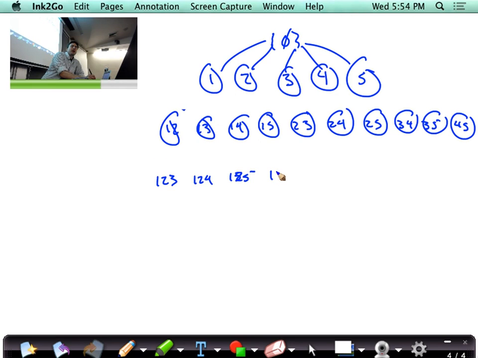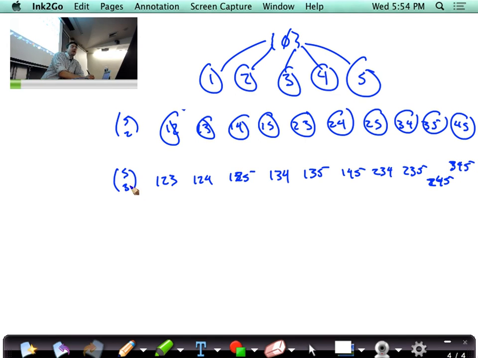So {1,3,4}, and we'll see this in counting, {1,3,5}, {1,4,5}, {2,3,4}, {2,3,5}, {2,4,5}, and {3,4,5}. So the number in this set is going to be 5 choose 2, and this is 5 choose 3. Because 5 minus 2 is equal to 3, these are the same number, right? And then I go back further.